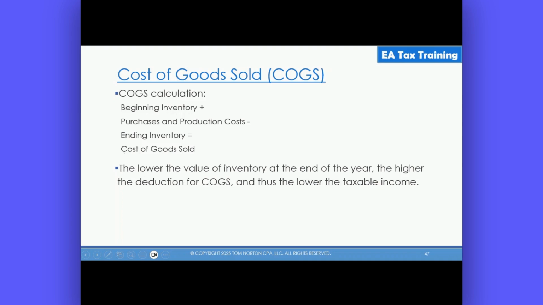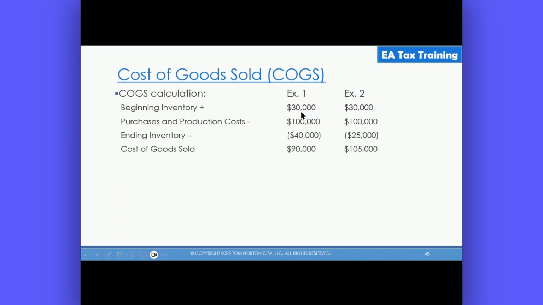So let's look at an example. Here everything is the same except for the ending inventory. Beginning inventory is 30,000, purchases are 100,000. Ending inventory is either 40,000 or $25,000. You can see cost of goods sold in example 1 is 90,000 and in example 2 is $105,000. So you would have $15,000 less taxable income under example 2 than under example 1. That is why taxpayers would like for ending inventory to be low.